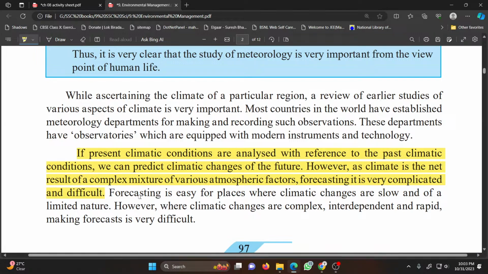So it depends on various conditions, various climatic conditions. It's a mixture of various atmospheric factors, and that's why the forecasting is very much difficult.